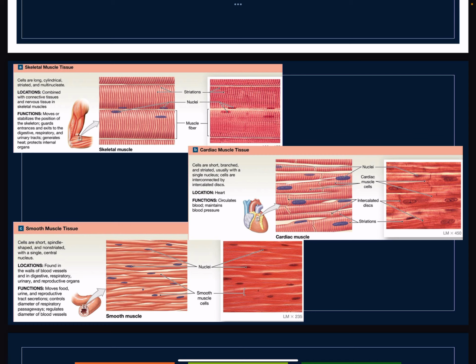It's combined with the connective tissues and nervous tissue in the skeletal muscles. And this skeletal muscle tissue moves and stabilizes the position of the skeleton. It's going to guard entrances and exits, like we were saying.